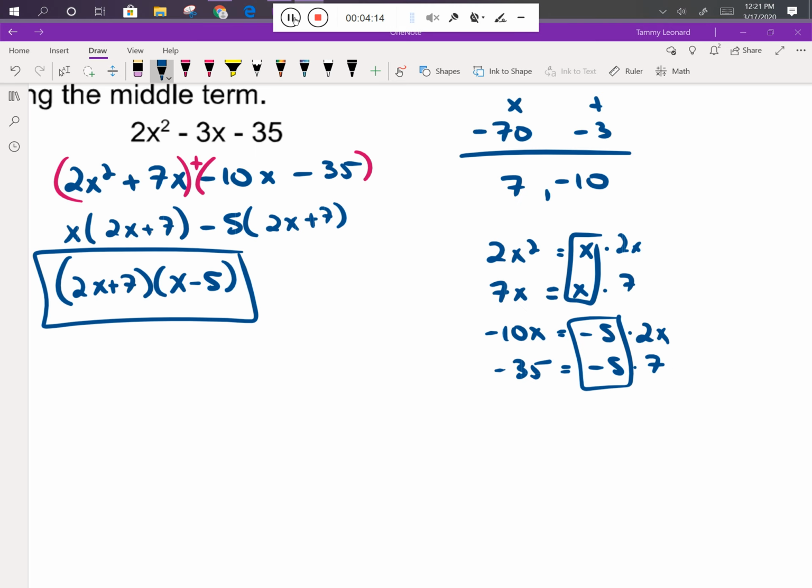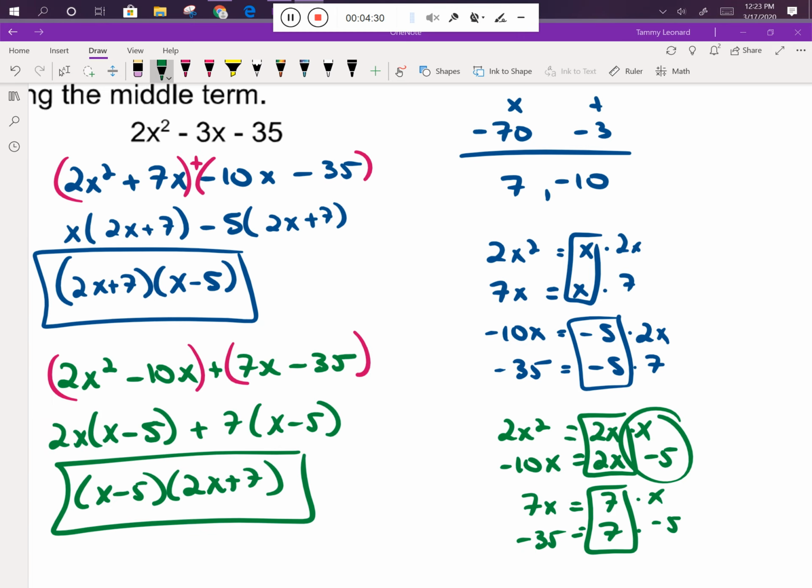Take a moment to compare the steps of my work to the steps of yours. In just a second, I'm going to reveal the other way. So if you notice that you reversed the order of the 7x and the negative 10x, then hold on just a minute and your answer is going to pop up in green. And now you can see how it would look if you did it by reversing the middle 2 terms instead. We get the exact same 2 binomials, just in the opposite order.